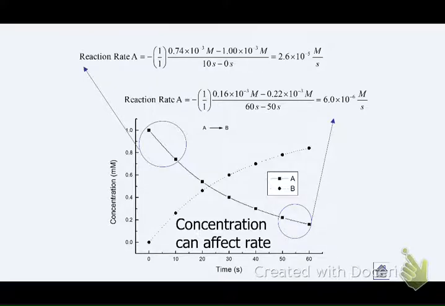Now, let me ask you a question. Why is the reaction rate going down? Concentration. Because concentration is going down. Remember? One of the things that influences reaction rate is concentration. In this particular instance, you're seeing the concentration go down, so the reaction rate goes down. It's not true of every reaction type, but in this case, it's true, okay?